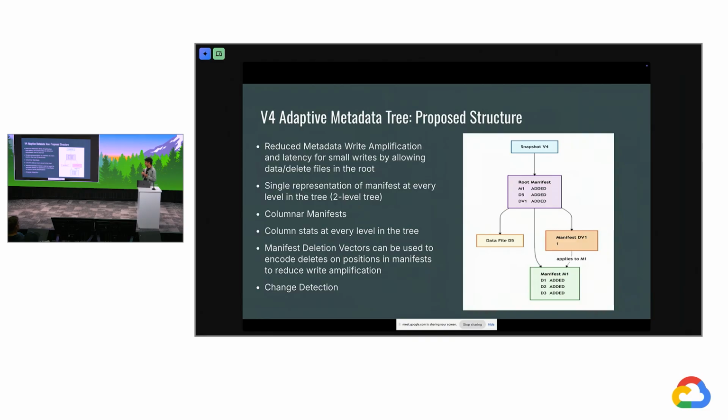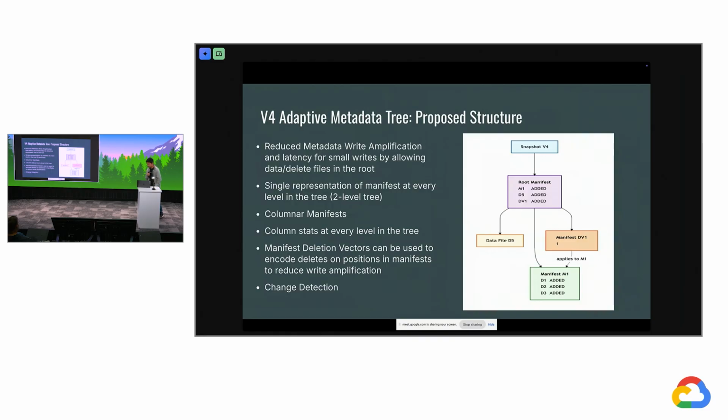Specifically, we can have this notion of a manifest deletion vector. What this means is we can encode which positions in manifests themselves need to be deleted. This reduces write amplification because we could inline content, like a roaring bitmap representation of which positions are deleted, directly in the root manifest. It's drawn as a separate box here, but it's actually not a separate file. That's just for diagram purposes.